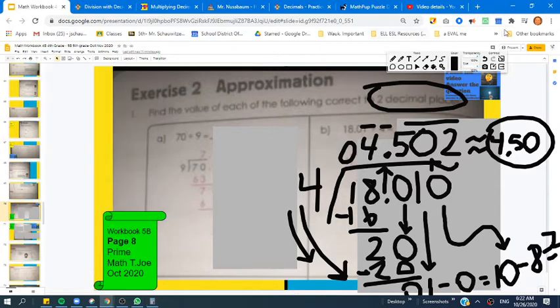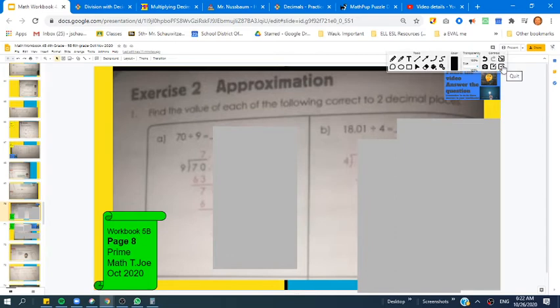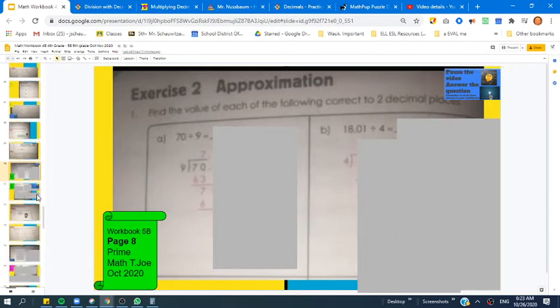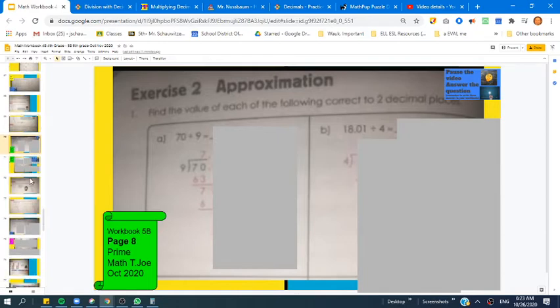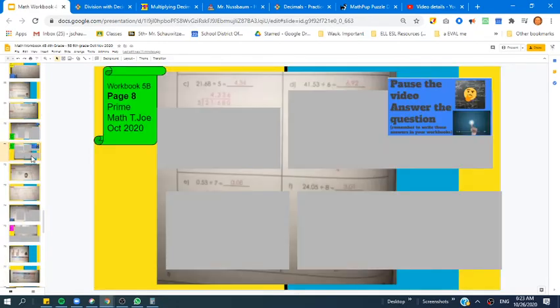What I'd like you to do, boys and girls, is try different strategies to understand division a little bit better. Okay? When we're dividing decimals, it can be kind of complicated, right? Because we're looking at numbers that are not whole numbers. So take a look at the next couple of problems and try to figure them out on your own.